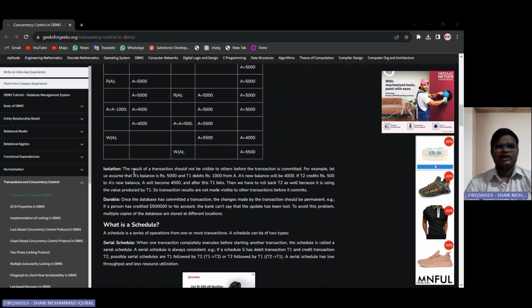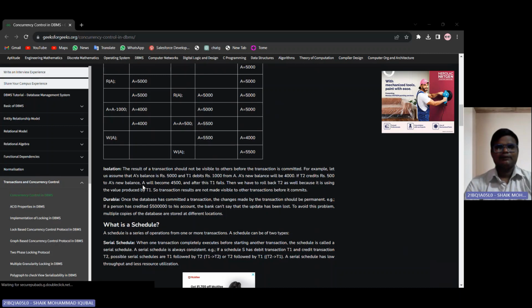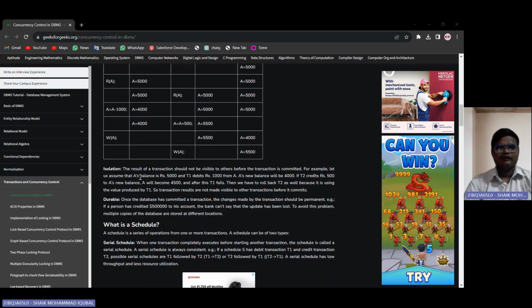Durable. Once the database has committed a transaction, the changes made by the transaction should be permanent. If a person has credited $50,000 to his account, the bank cannot say that the update has been lost. To avoid the problem, multiple copies of the database are stored in different locations.